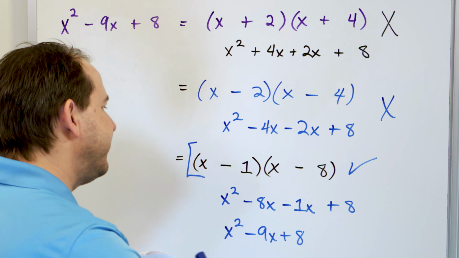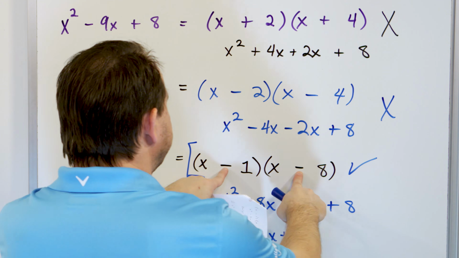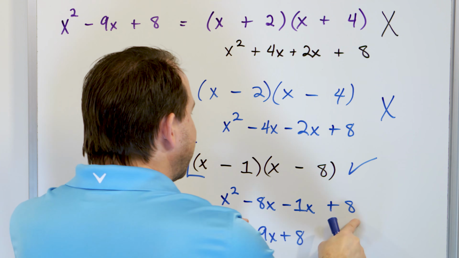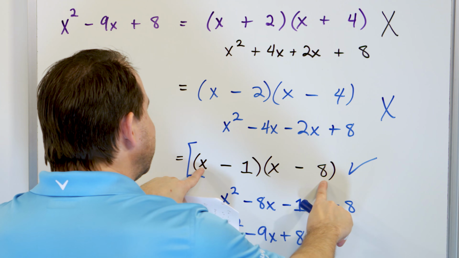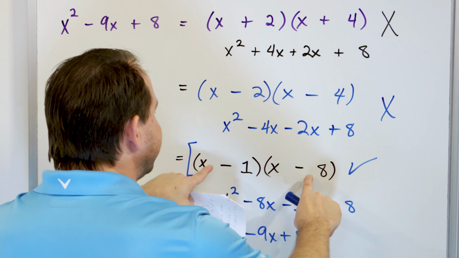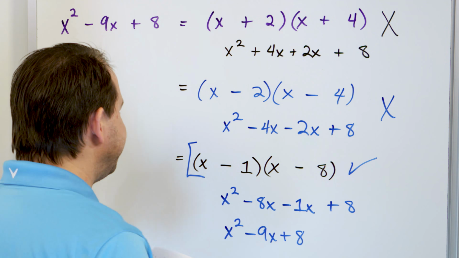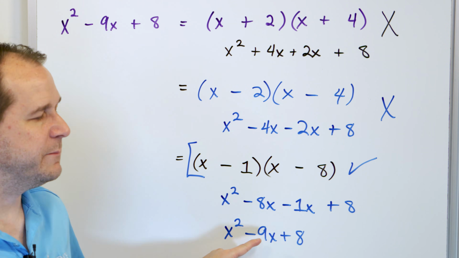Now just for kicks, let's mentally think about what would happen if it were plus plus. What if I put plus plus here? What if I guess wrong? I would still get the positive 8, but what would happen is the outside terms would give me positive 8x. The inside terms would give me, if this were positive, positive x. That would add to positive 9x, which would be the wrong sign for the middle.